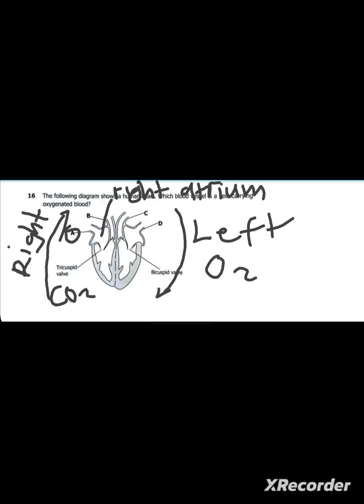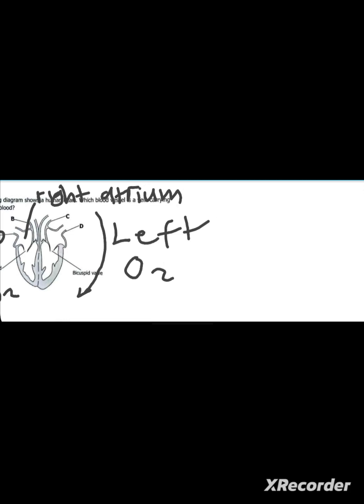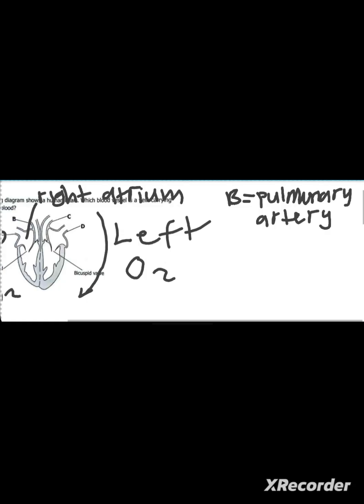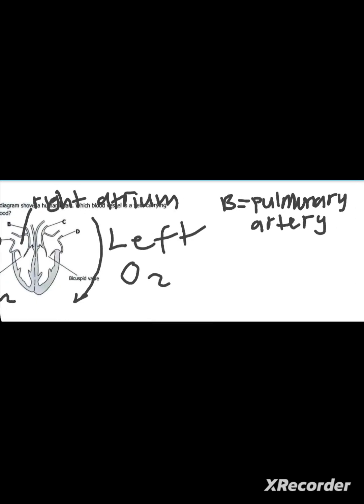So we can label there. Let me just create the board here. B is the pulmonary artery. Then this one we say is the vena cava, because it's the one which is returning the blood from the rest of the body to the heart. So A is the vena cava.